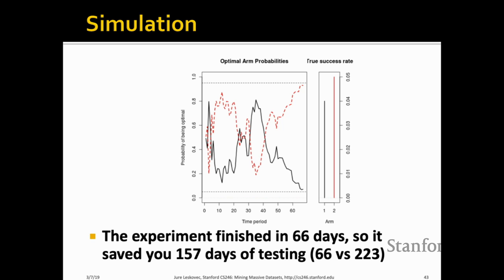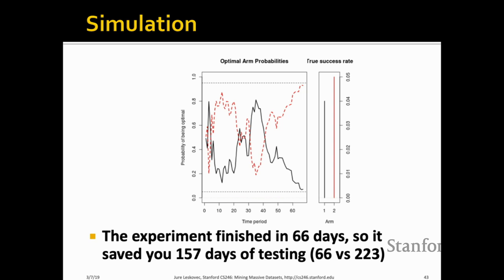These are days. Our x-axis is in days, the time period. And on the y-axis, you will see the probability of being the optimal strategy. So arm one is condition B, the 0.4, and arm two is the 0.5.